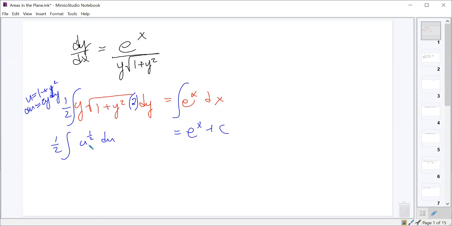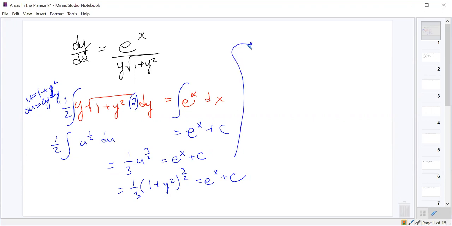That'll go up to become u to the 3/2, and we'll divide by 3/2, which is multiplying by 2/3. And if we multiply that by the 1/2, it's 1/3. So we end up with 1/3 of u to the 3/2 equals e to the x plus c. And then we need to replace the u with 1 plus y squared. So we've got 1/3 times 1 plus y squared to the 3/2 equals e to the x plus c. And now we just solve for y.